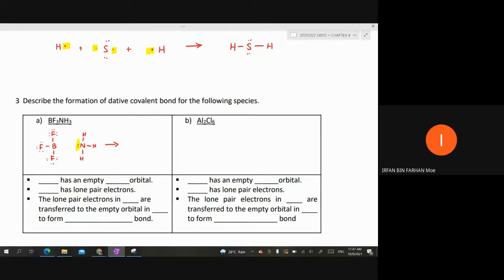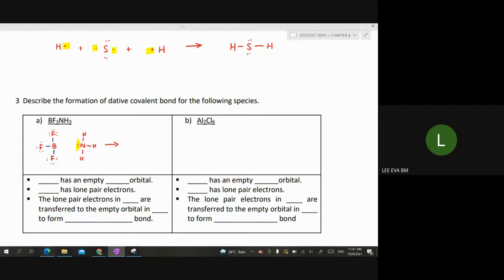Ada 6. 2, 4, 6. Satu line 2 elektron. So dekat sini 3 line, so 6 elektron saja. Kemana hilangnya 2? So memang dia punya structure macam ni. So memang Madam bagi structure lah.